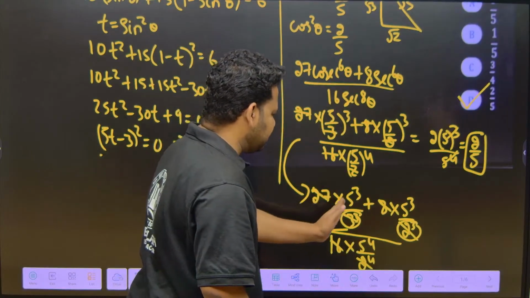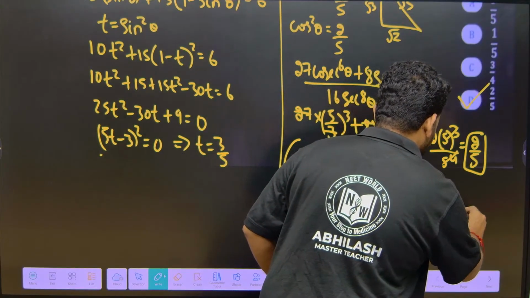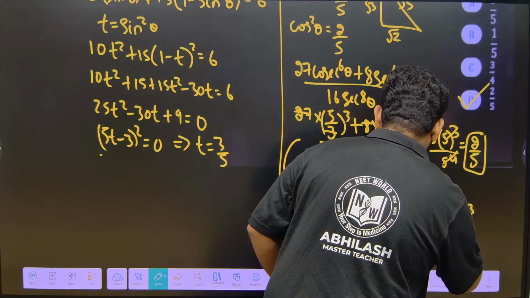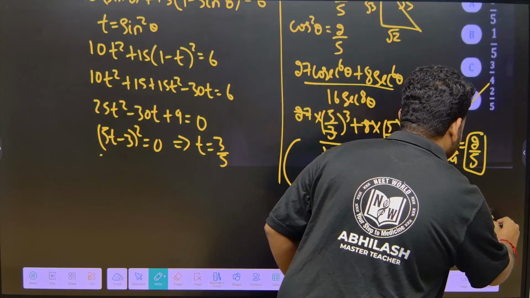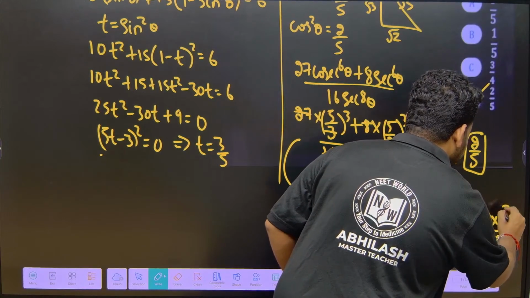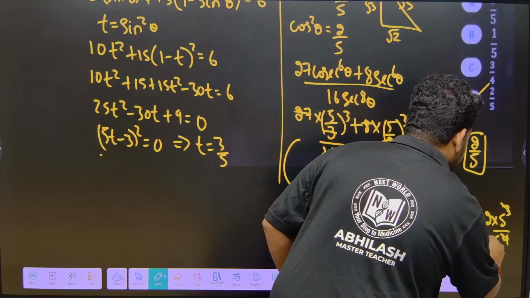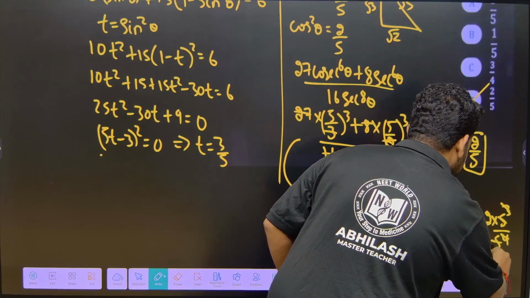So I will have 5 cube plus 5 cube divided by 5 power 4. 5 cube plus 5 cube is 2 times 5 cube, so 2 times 5 cube divided by 5 power 4. This cube will get cancelled. One 5 will be remaining. So I will get 2 by 5.